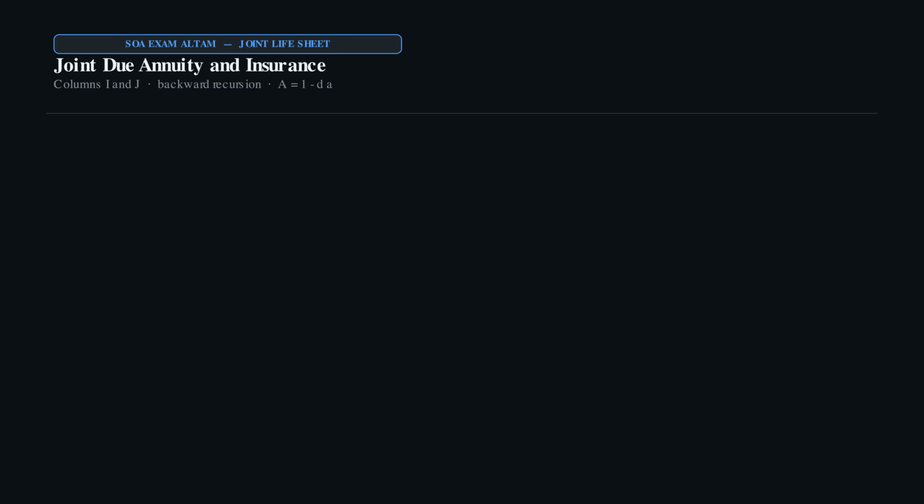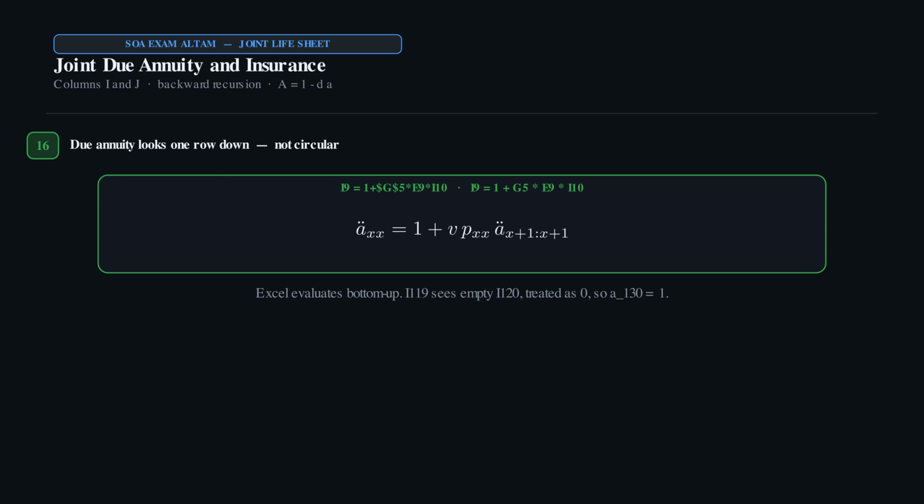Column I is the joint life due annuity. Payment of 1 today, plus V times PXX times the annuity 1 year older. That is a backward fill. The last age 130 has no row below, so Excel treats I120 as 0 and A double dot at 130 equals 1. No iteration is required.